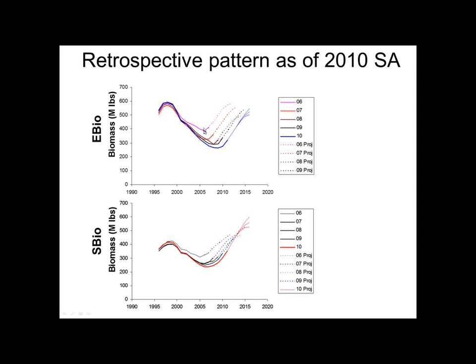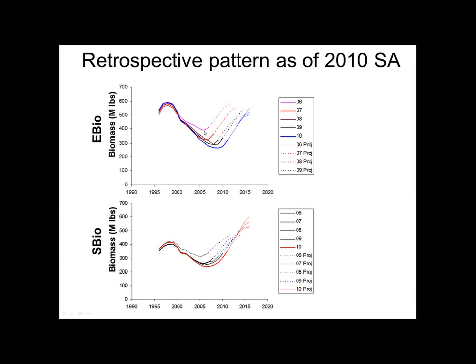So there are two ways of looking at retrospective patterns. One is the historical one, which is this one. The other one is the sequential, which is just the last year's assessment, and you drop 1 year of data. So they produce slightly different results. This is basically where we set quotas at in 2006, 7, 8, 9, 10, and so forth.